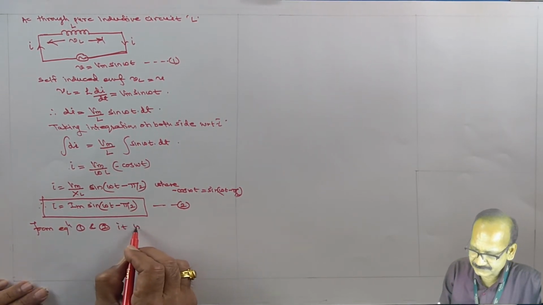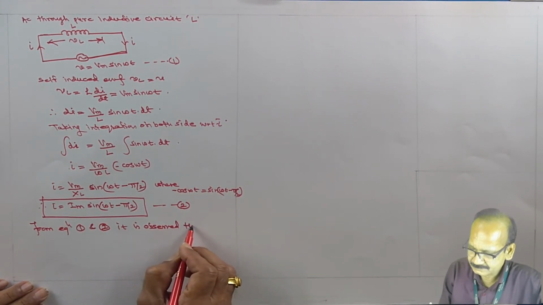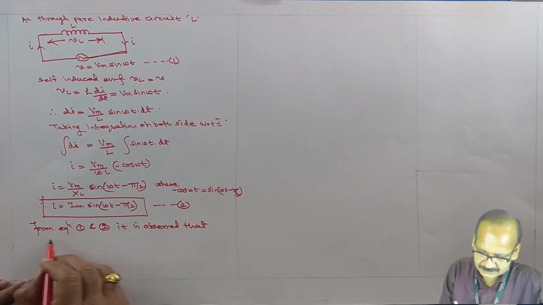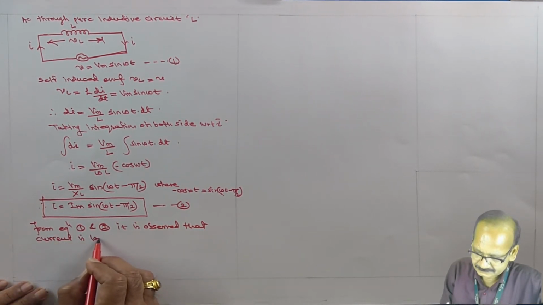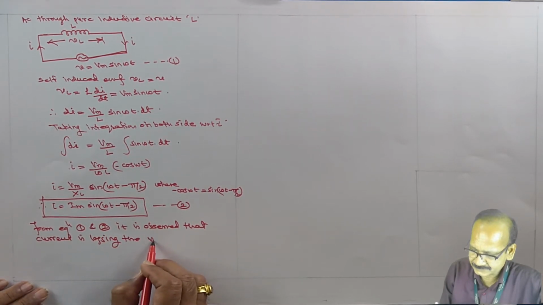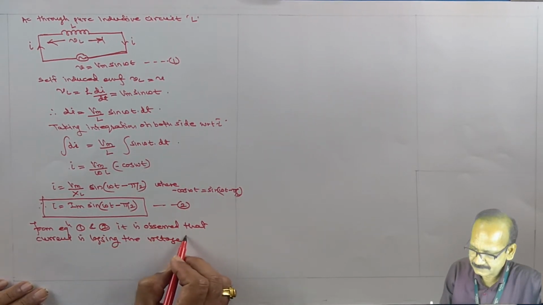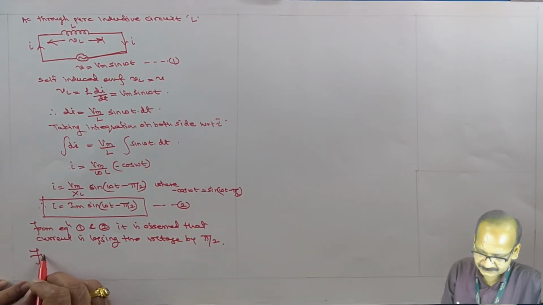Now comparing equation 1 and 2, it is observed that the current is lagging the voltage by pi by 2.